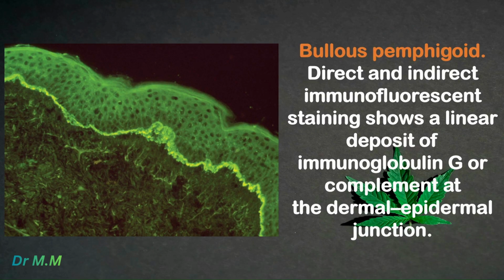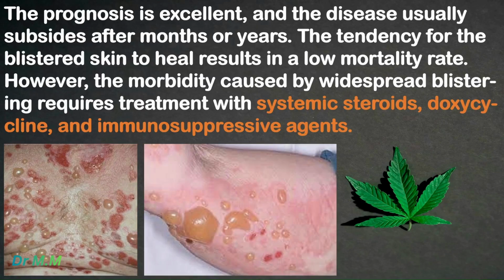Bullous pemphigoid direct and indirect immunofluorescent staining shows a linear deposit of immunoglobulin G or complement at the dermal-epidermal junction. The prognosis is excellent and the disease usually subsides after months or years. The tendency for the blistered skin to heal results in a low mortality rate. However, the morbidity caused by widespread blistering requires treatment with systemic steroids, doxycycline, and immunosuppressive agents.